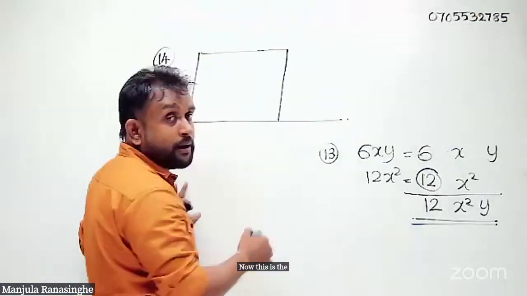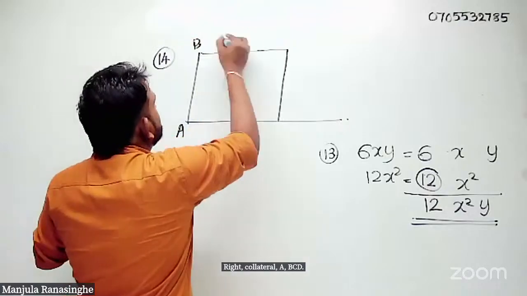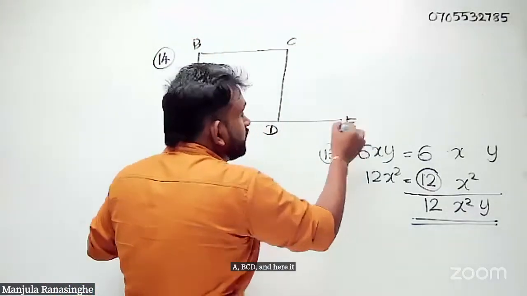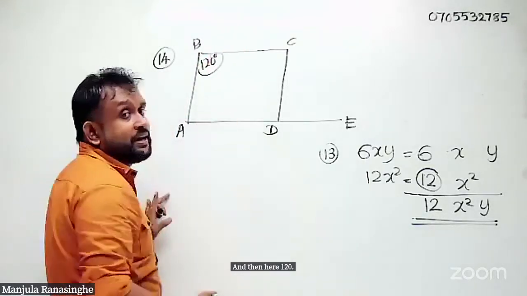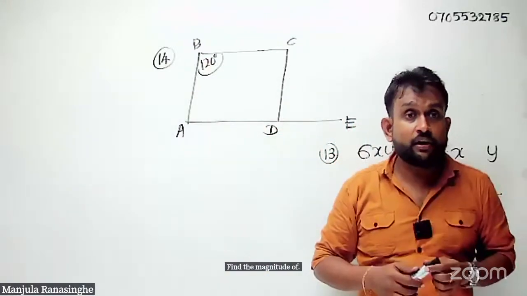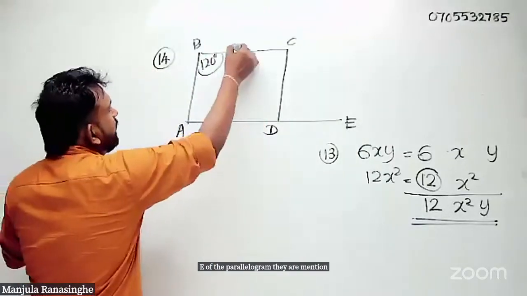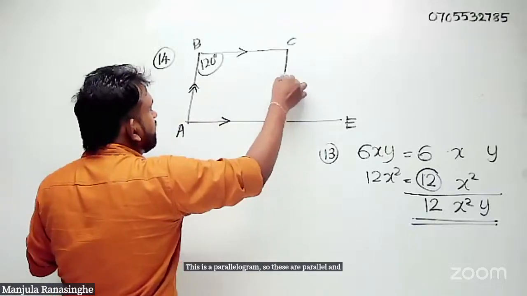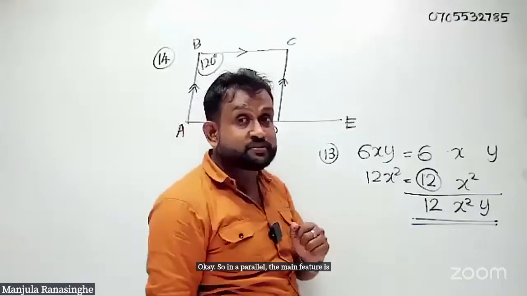Right, quadrilateral ABCD, and here it is E, and then here 120 degrees. What they are asking: find the magnitude of CDE of the parallelogram ABCD. They are mentioning that this is a parallelogram, so these are parallel and these are parallel. In a parallelogram, a main feature is that opposite angles are equal.